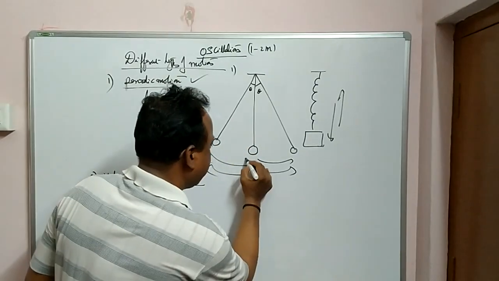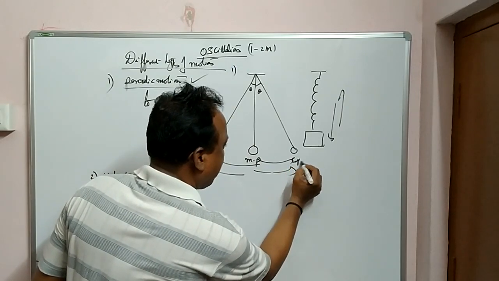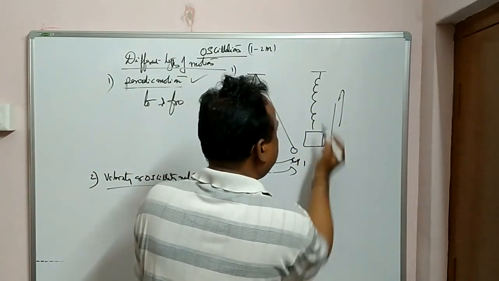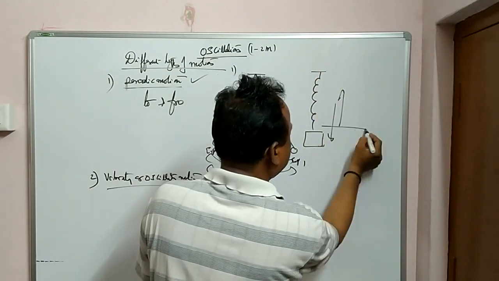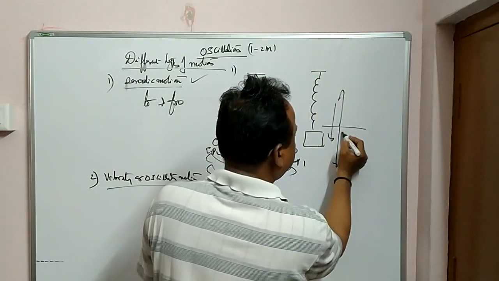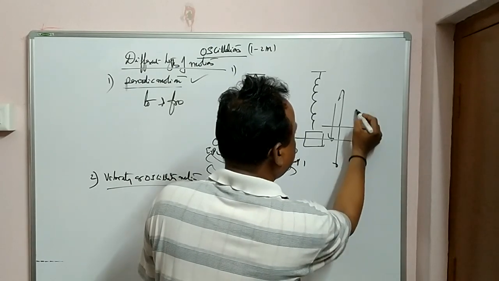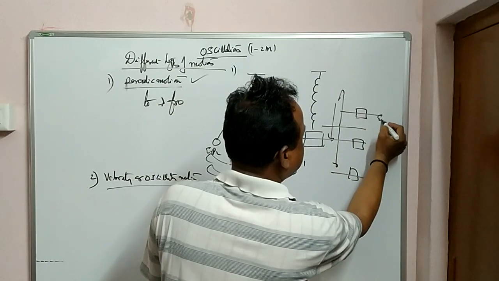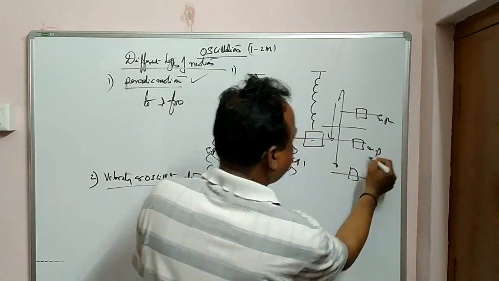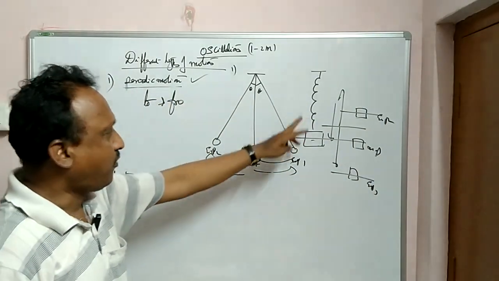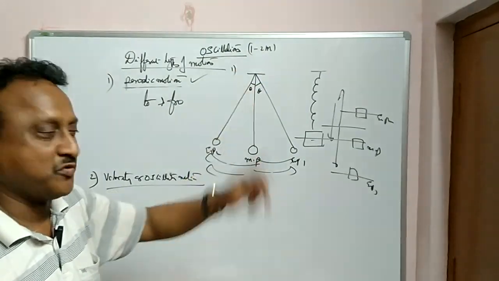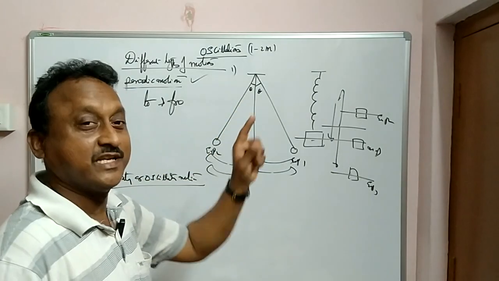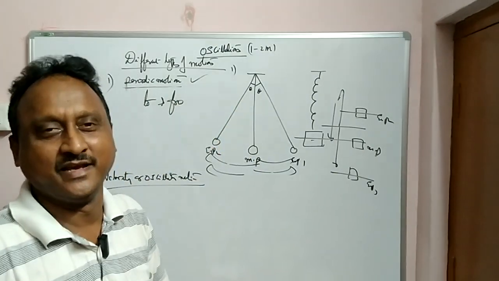This is the mean position, you can see. This is extreme position 1 and this is extreme position 2. Here also it is coming down, going up. This may be some mean position. This may be the highest position. This is extreme position 1, extreme position 2. This may be the mean position. So you can observe here, the body is performing to and fro motions. So whenever there is to and fro motion, such a motion is only said to be vibratory or oscillatory.